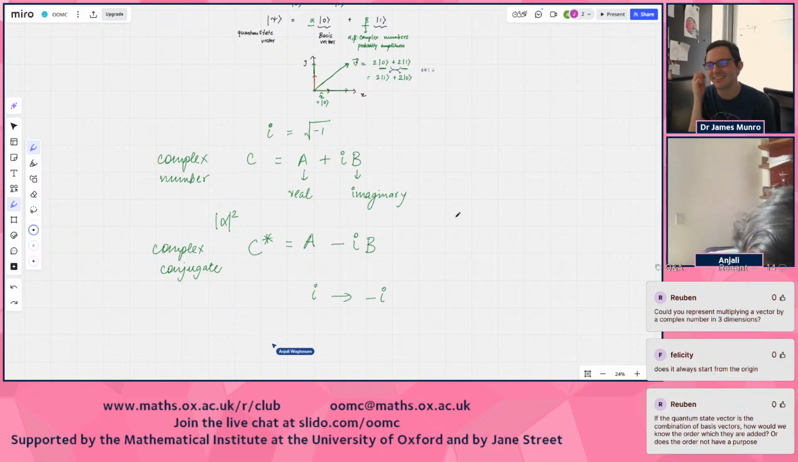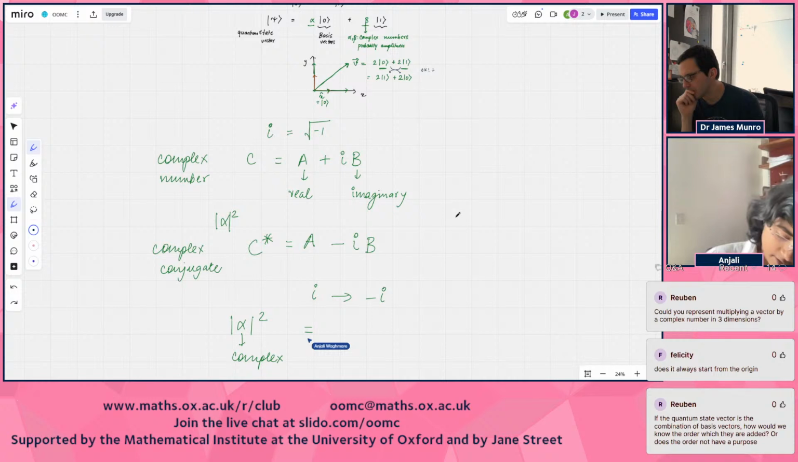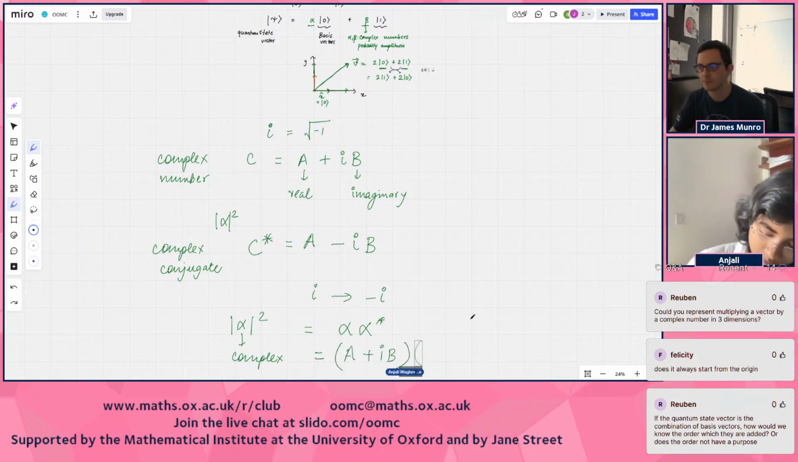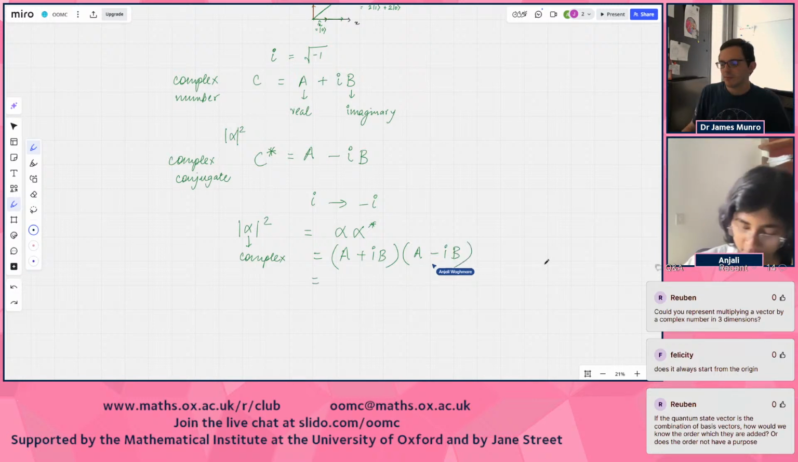So when we say mod squared, where alpha is a complex number, it means you're multiplying alpha with alpha star. So let's say alpha is C here. So you have a complex number A plus iB multiplying with its conjugate A minus iB. Can I have someone in the comments tell me what the square looks like?